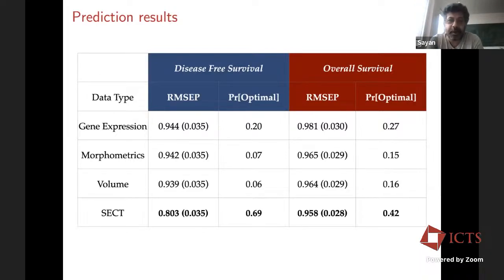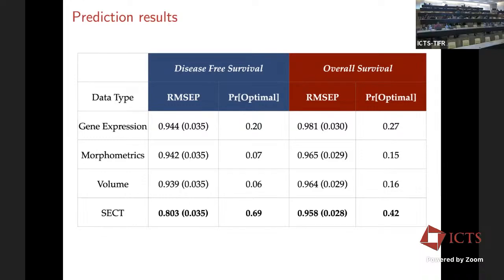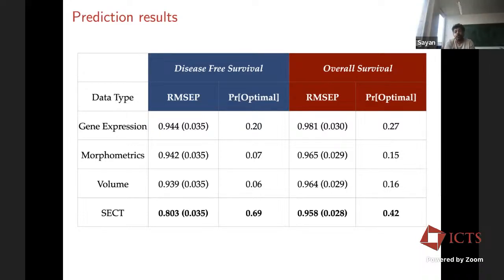Is this the picture you meant? Yeah. So 0.942 to 0.803. The next one I'm seeing is 0.958, and the previous one is 0.964. Yeah, right. Okay, thank you for bringing this up. So in overall survival, you don't do much better. You really don't do much better.